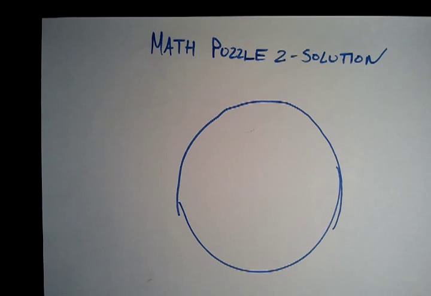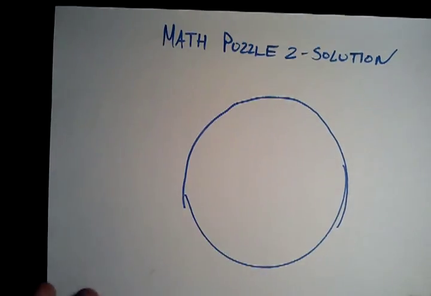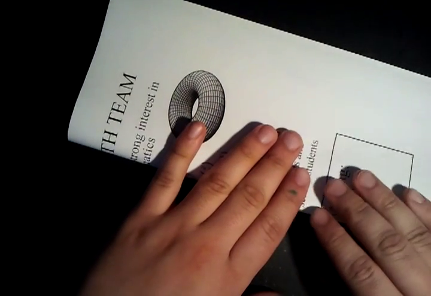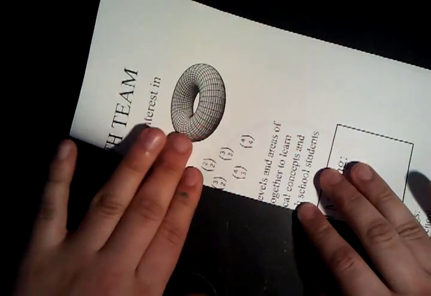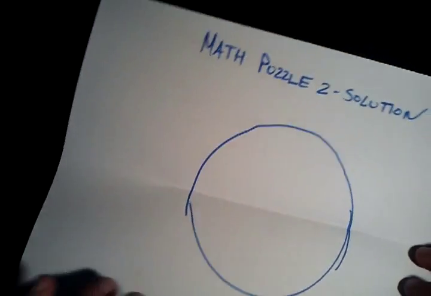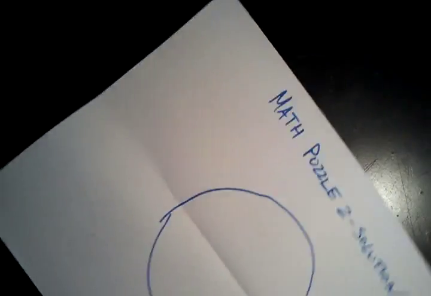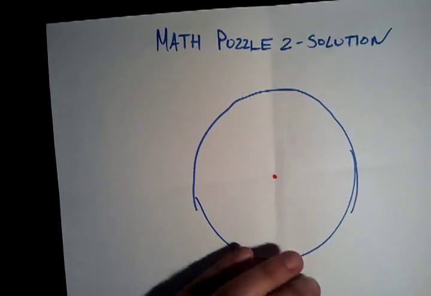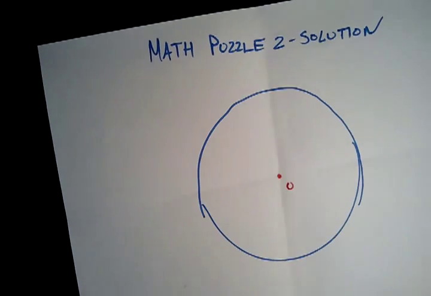This is the solution for the second math puzzle. And first thing we're going to do is find the center of this circle, this poorly drawn circle. So a cool way to do this, if you didn't know, is to just line up the circumferences back there, and we'll line up the circumferences over here, and the intersection is the center of the circle. So I'll label that O.